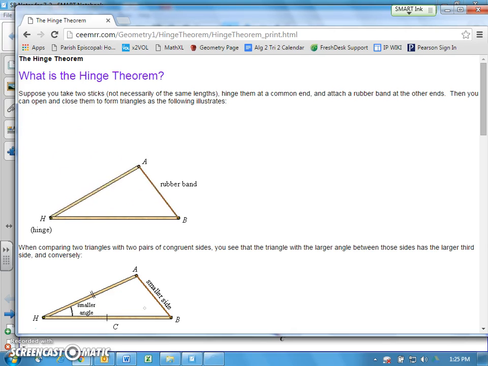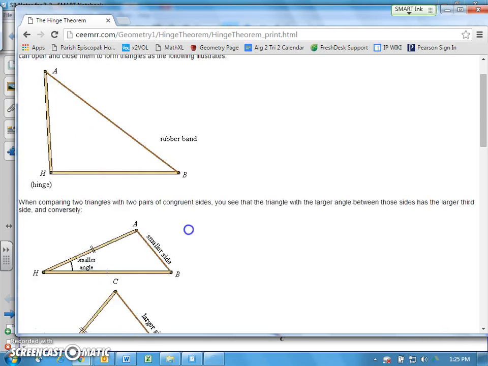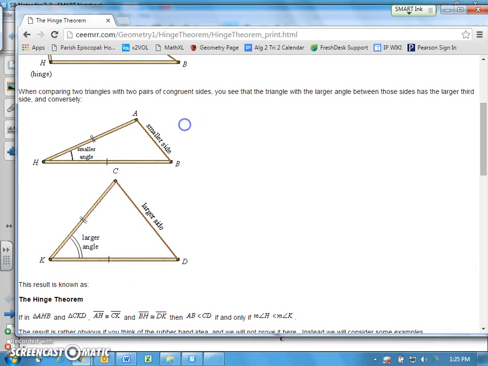And so if we extend this to looking at two triangles, what we can find is that if our two sides are congruent, and that's important, those two sides are marked congruent, and these two sides are marked congruent, then the angle that is more open has to be across from the larger side. So here, this angle is further open, and so that has to be a larger side. The smaller angle is across from the smaller side.